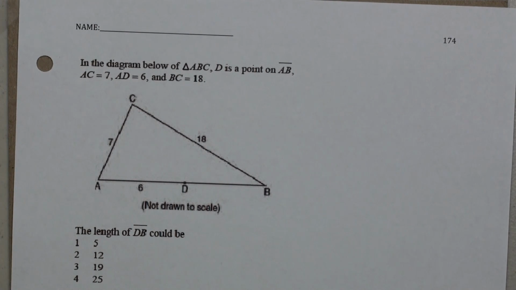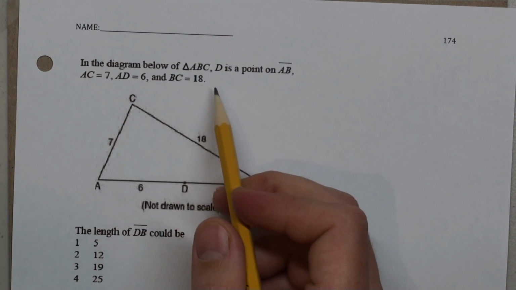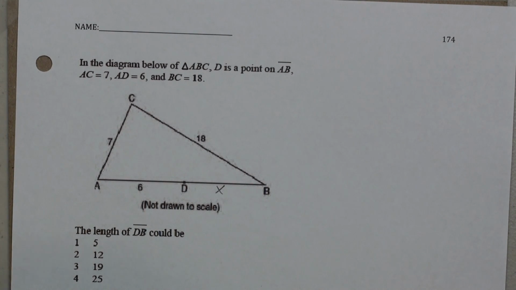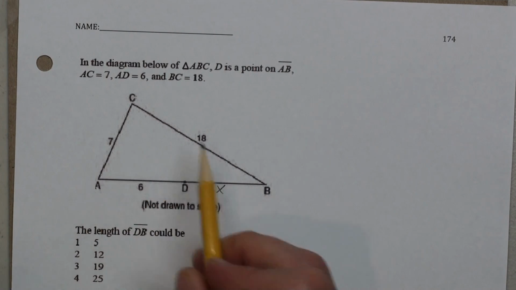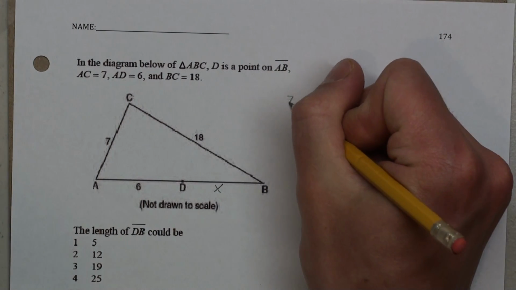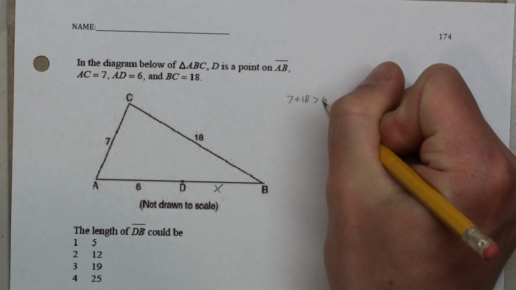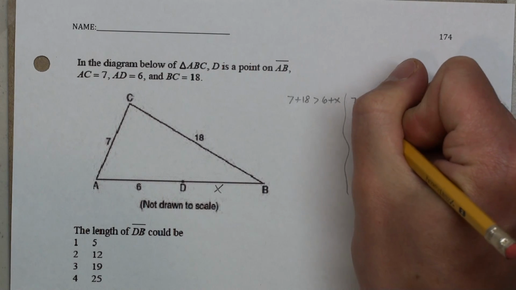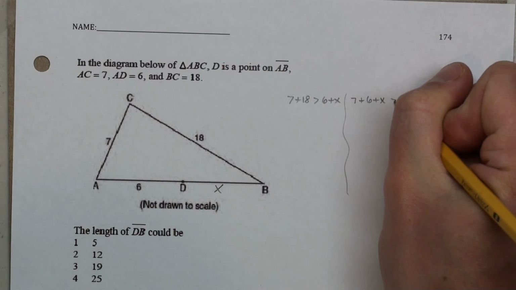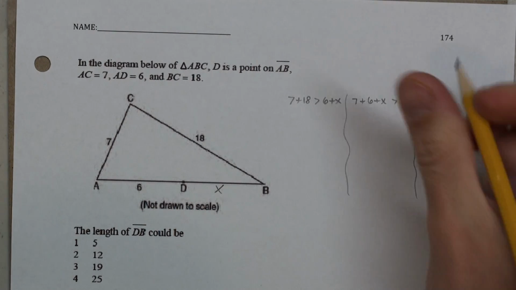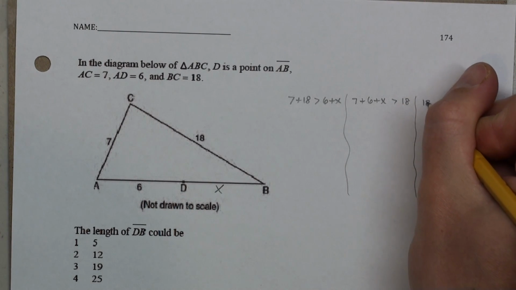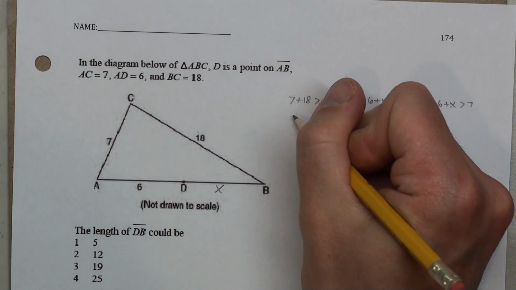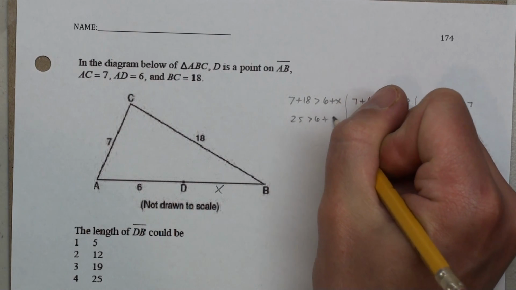Diagram below, D is on AB, AC, AD is this, BC is this. Find the length. So we want to know what the length of DB could be. Okay. Well, any two sides must be greater than the third side. So 7 plus 18 must be greater than 6 plus x. 7 plus 6 plus x must be greater than 18. And 18 plus 6 plus x must be greater than 7. So here we have 25 is greater than 6 plus x.